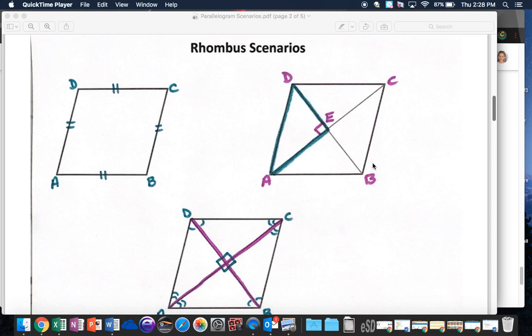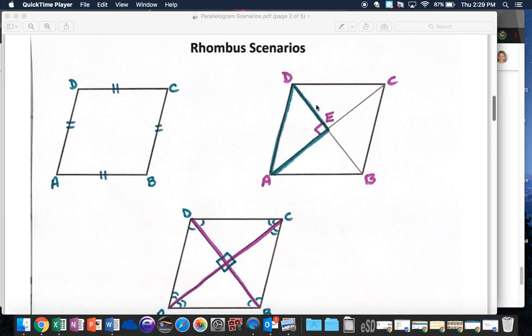Second scenario. Since the diagonals of a rhombus intersect perpendicularly, they're going to form right triangles for you. So now if they told me the entire length of DB, you would cut it in half, because all the properties of the parallelogram still apply. So if you knew that this here was 12, then you know 6 and 6, and if you knew here that this was 16, then you know 8 and 8.